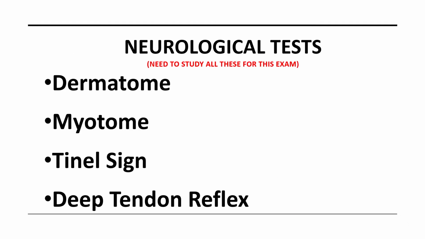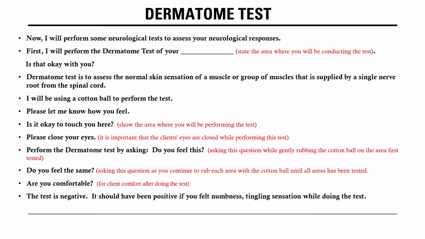The next tests I'm going to do are some neurological tests, which include dermatome, myotome, Tinel's sign, deep tendon reflex. Now, I will perform some neurological tests to assess your neurological responses. First, I will perform the dermatome test of your blank, state the area where you will be conducting the test. Is that okay with you?